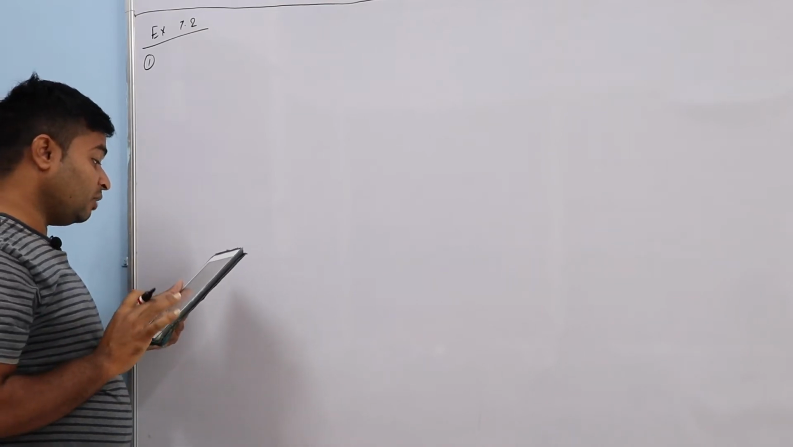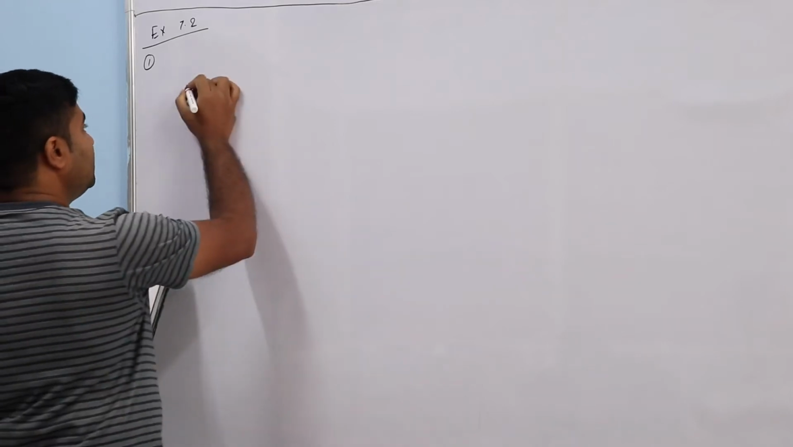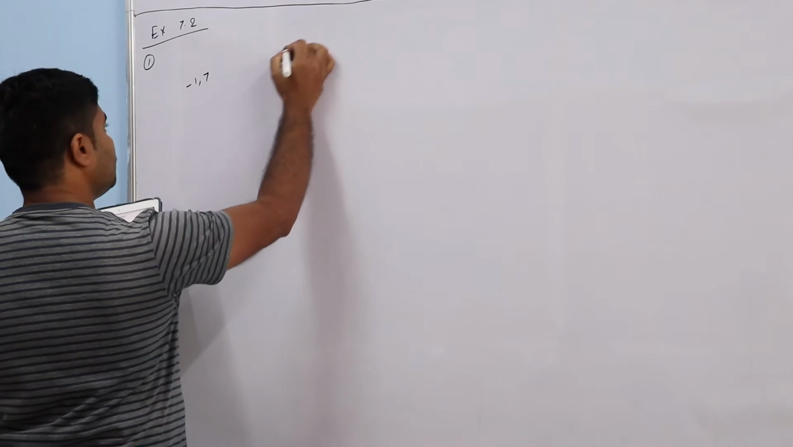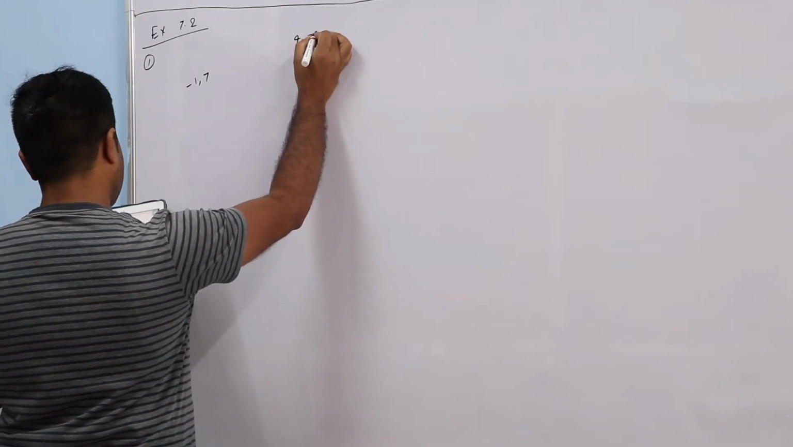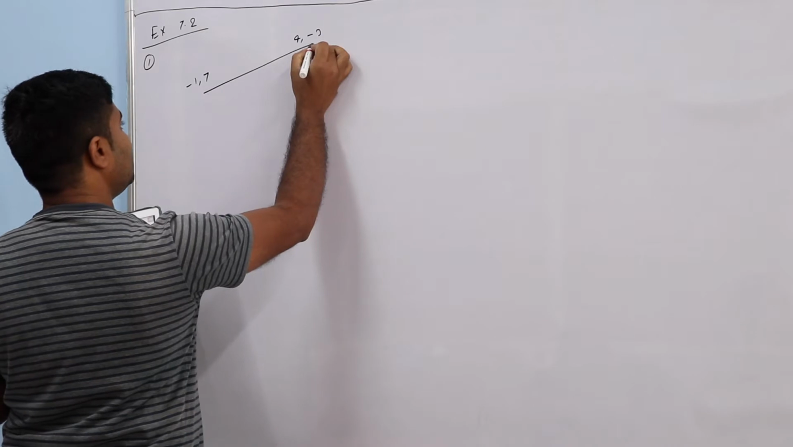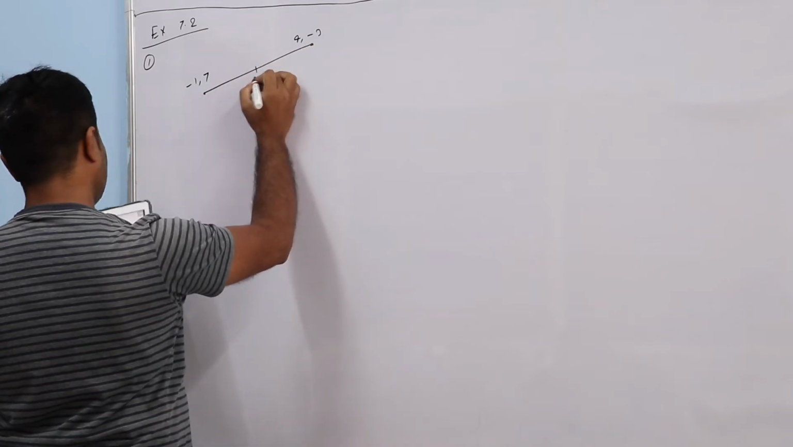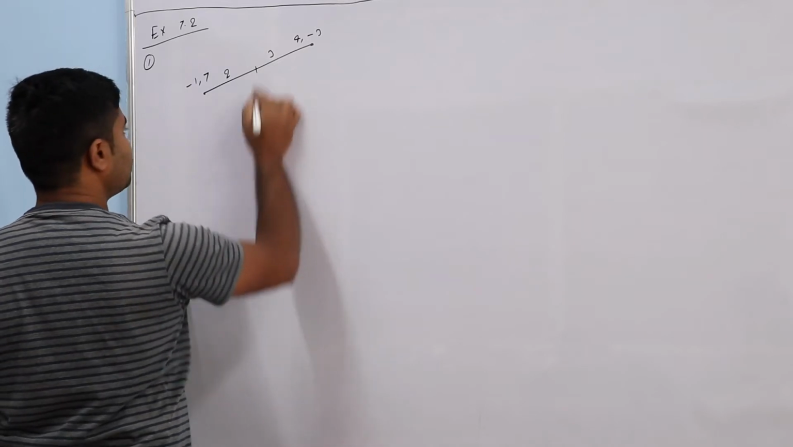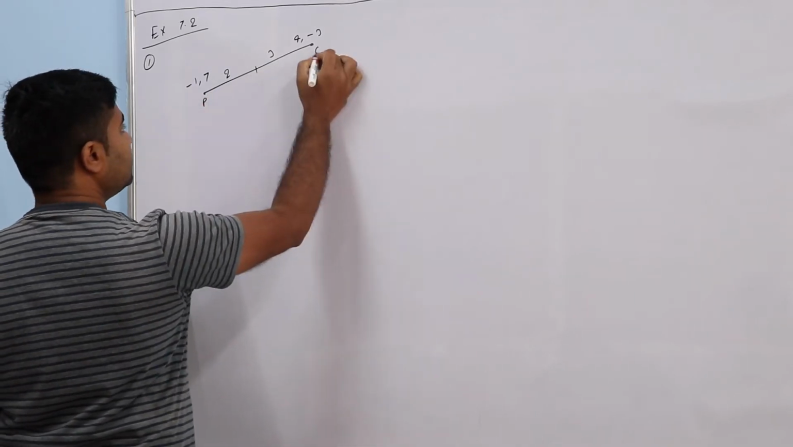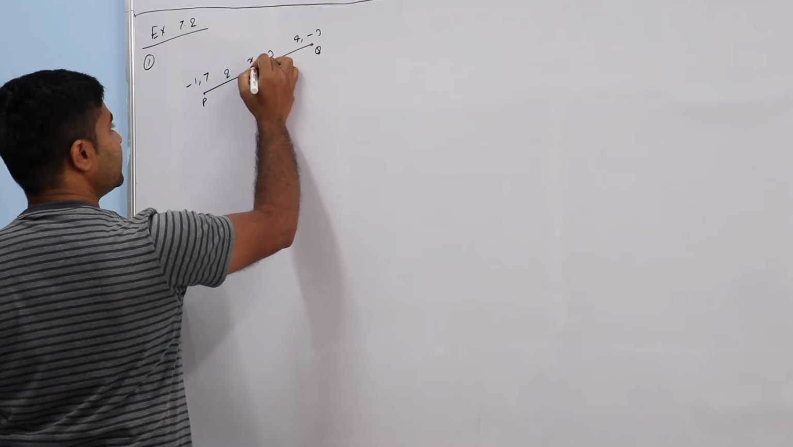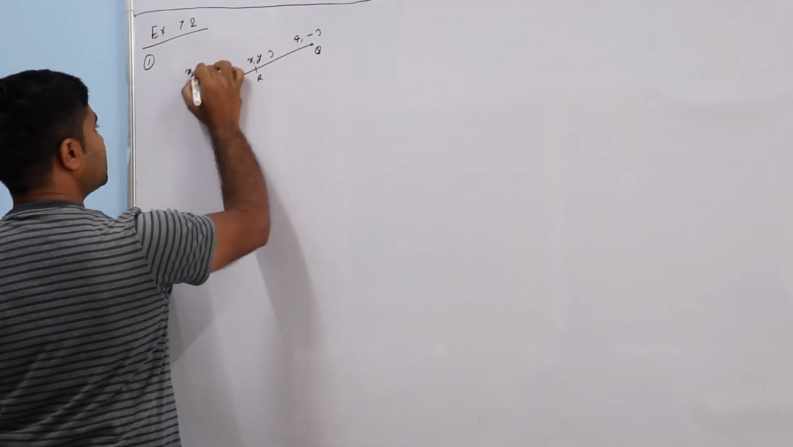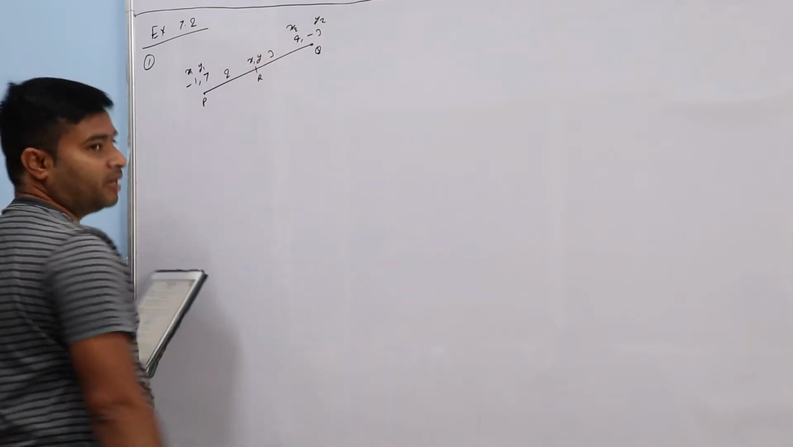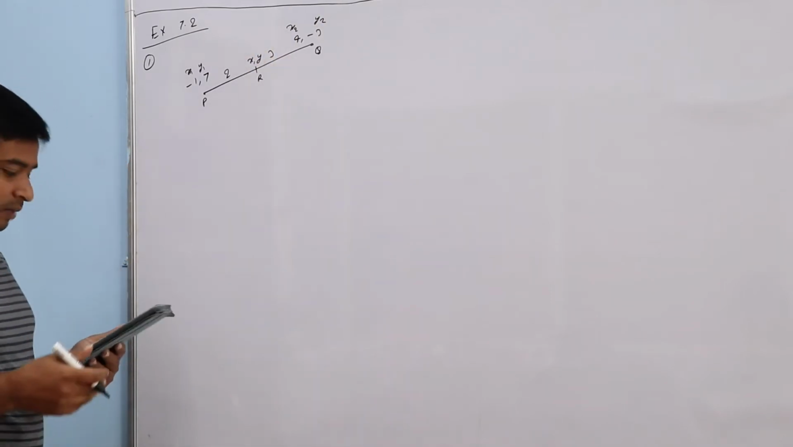Find the coordinate of the point which divides the line joining (-1, 7) and (4, -3) in the ratio 2:3. Assume this point is X and Y. This is X1, Y1, X2, Y2. We should find X and Y.